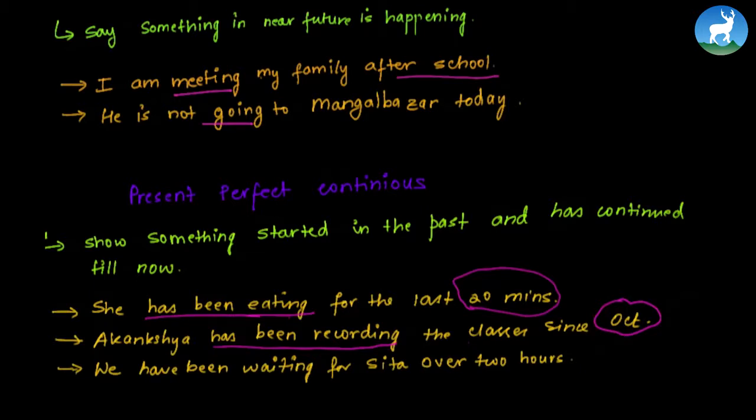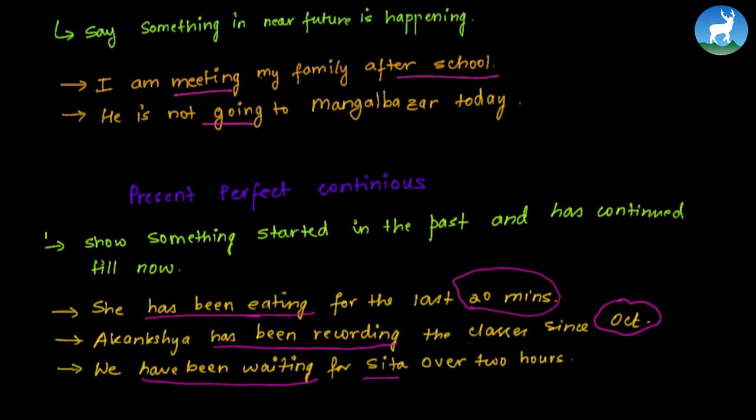It has been 2 hours since we started waiting for her, and she has not come yet. Sita is still not present, so we have been waiting for her. We're still waiting over 2 hours. We use the present perfect continuous tense.